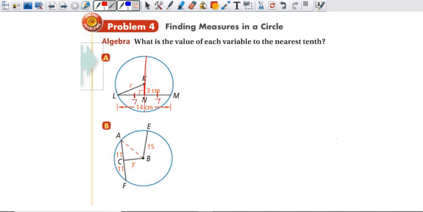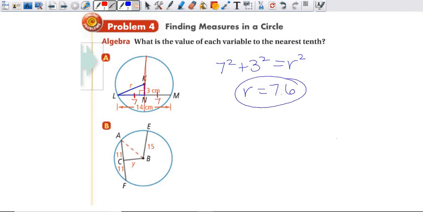And how that helps me to find r right here is that now I have a right triangle. That's where they go a lot with these problems. So r actually has to be my hypotenuse. So I would have 7 squared plus 3 squared equals r squared. And then solving, you get that r is equal to 7.6 when rounded to the tenths place. All right, so setting up that Pythagorean theorem. We use it a lot with circles. Let's try example B as the last one.